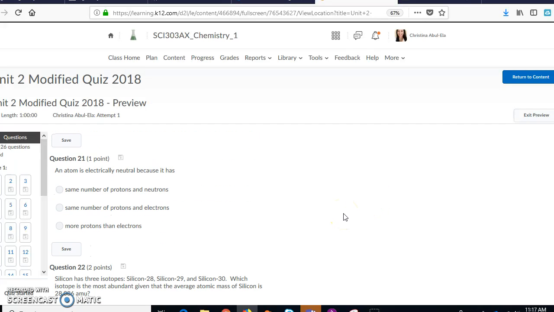Question 21. An atom is electrically neutral because it has the same number of protons and neutrons, the same number of protons and electrons, or more protons than electrons.